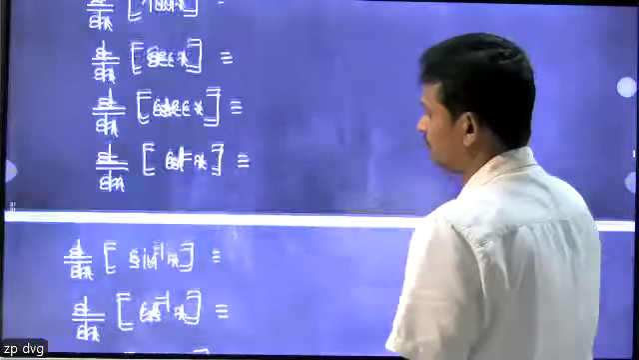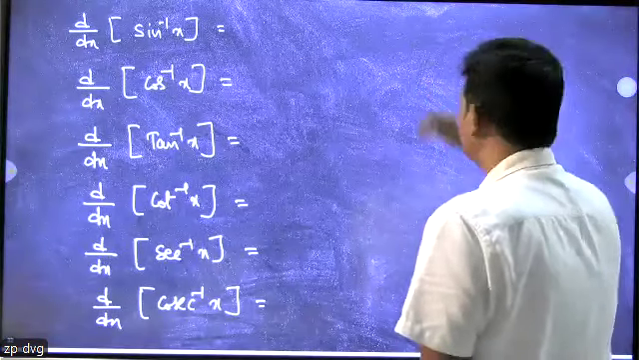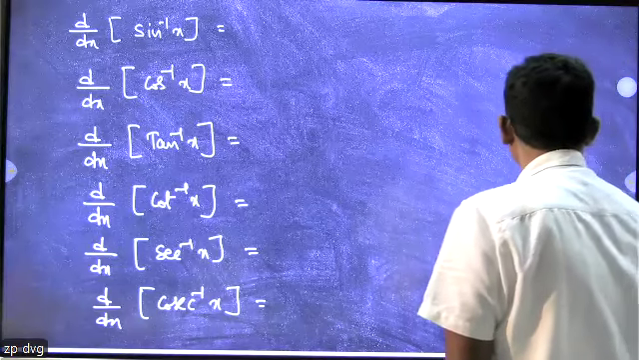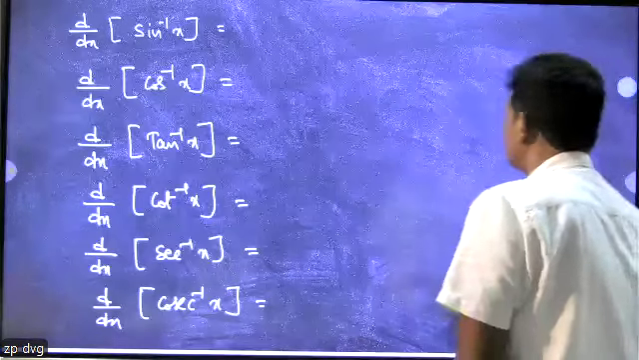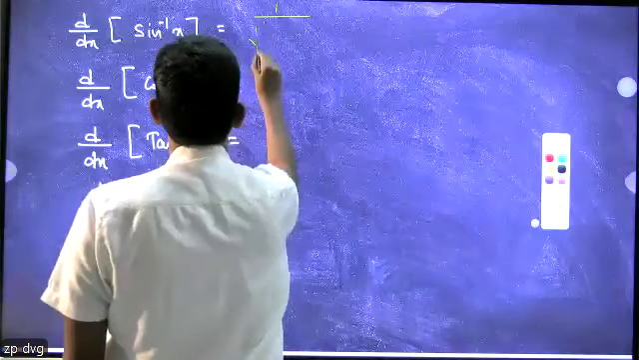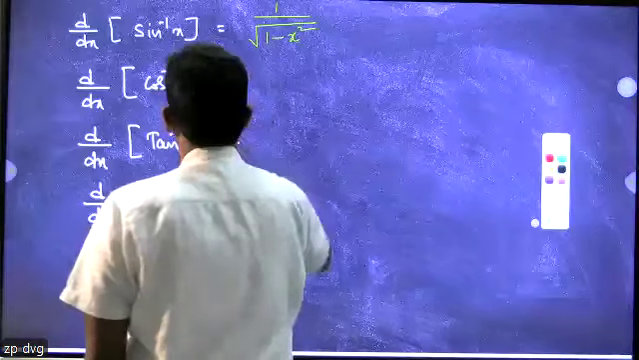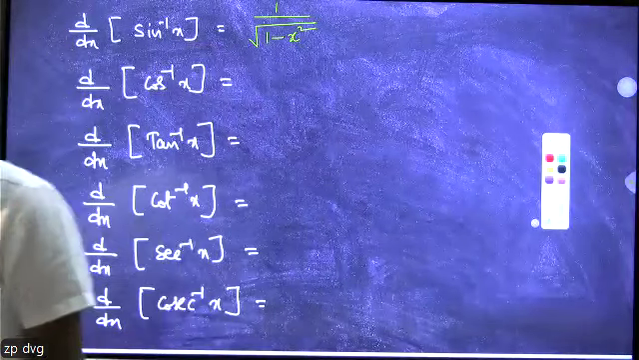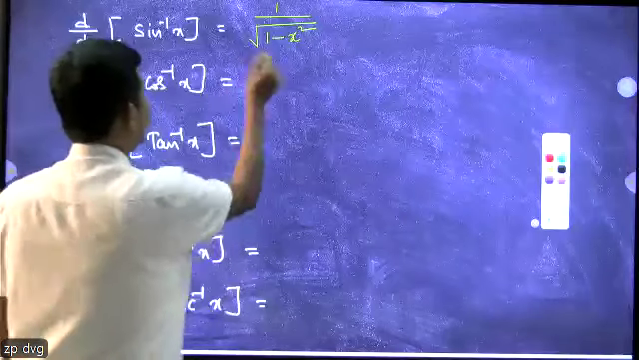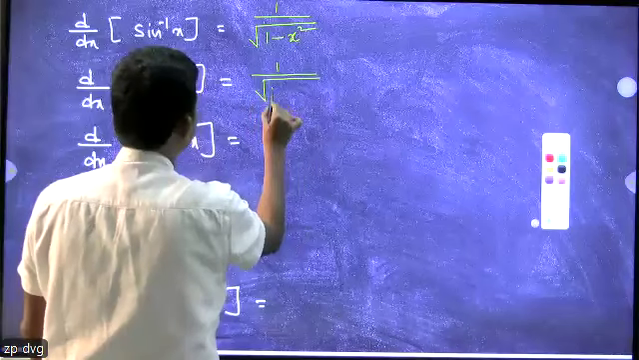Next, see this: derivatives of inverse trigonometric functions. What is derivative of sine inverse x? Derivative of sine inverse x is 1 divided by root over 1 minus x square. If you learn derivative of sine inverse x, cos inverse x you can write, right? Both look similar. What is the only difference? Only the difference is sign.